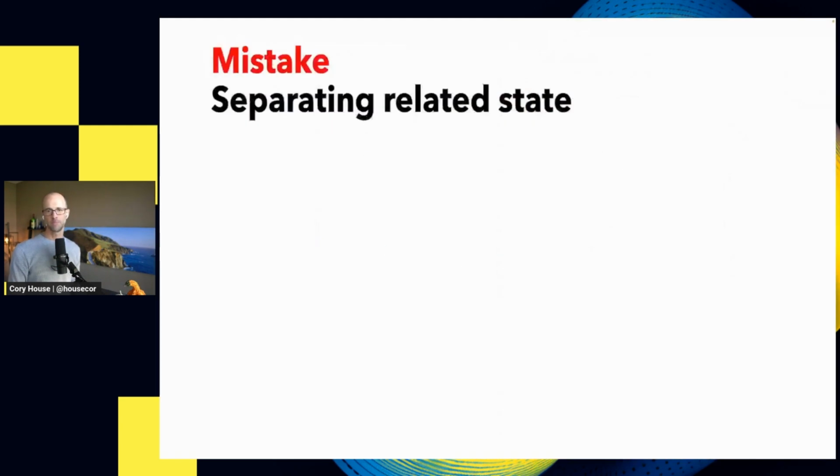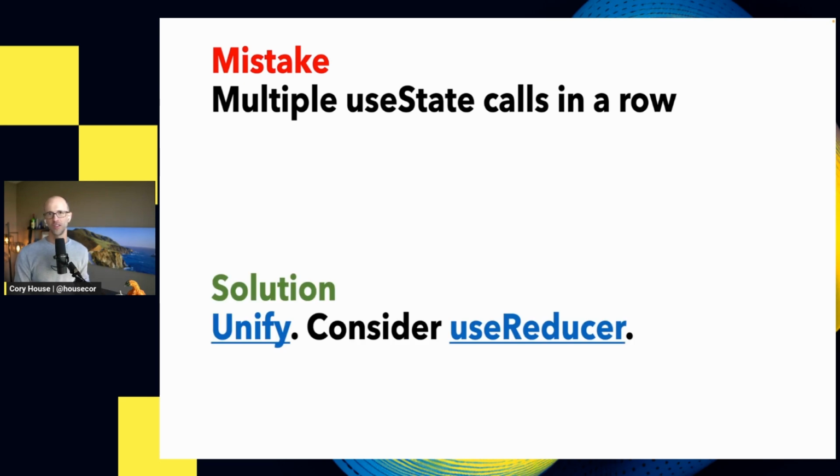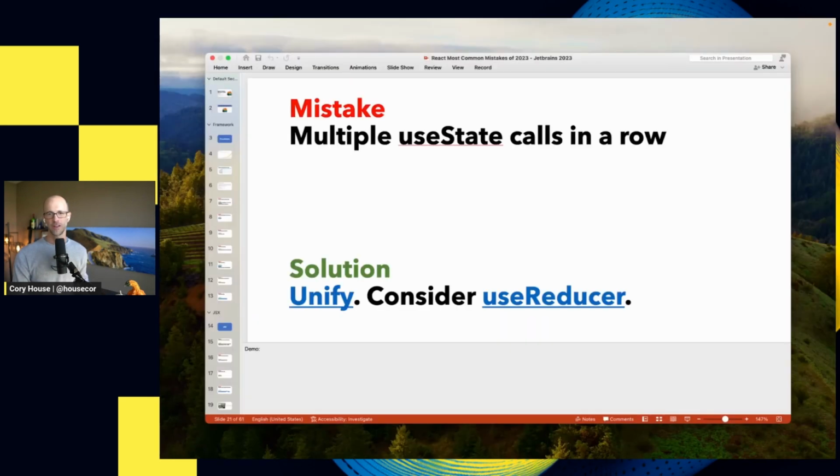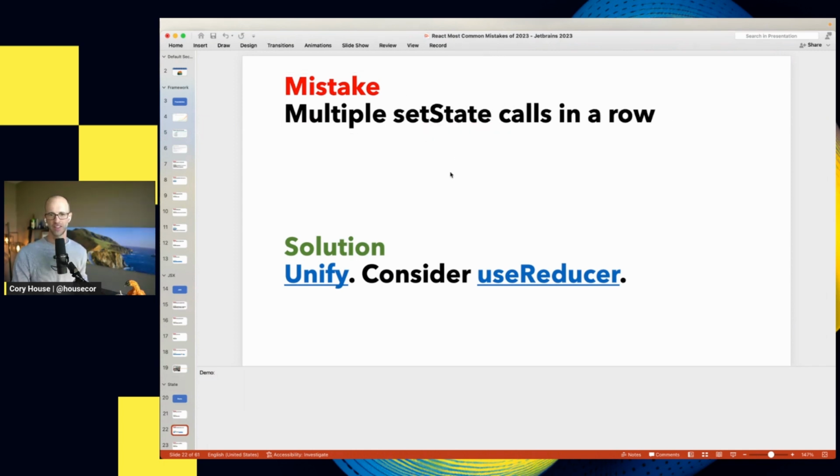Okay, next up. Multiple set state calls in a row is another smell that I look for in code reviews. And this is where, and actually this is a typo. I shouldn't say use state calls in a row. I should say set state calls in a row. So I'm actually going to fix this just while I'm thinking about it here. And that way, when I share the slides with you all, you'll get ones that actually make sense.